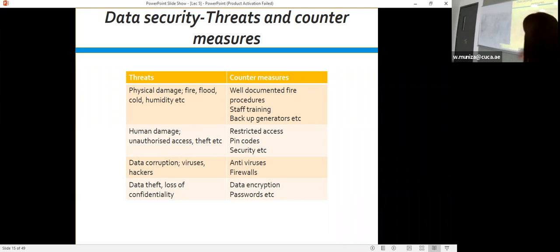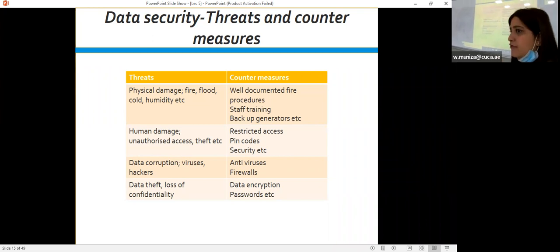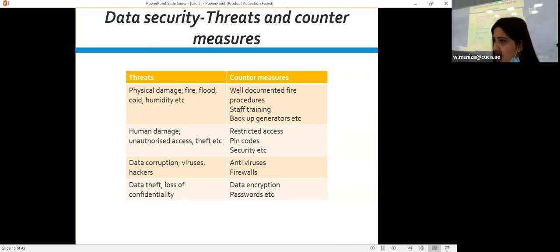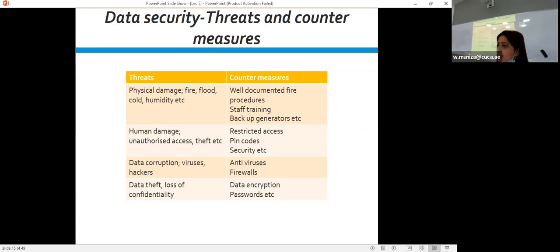Let's see. If the threat is about physical damage, that is fire, flood, cold, humidity, etc., what can be the measures in order to protect the data? We have to have well-documented fire procedures. All the fire procedures have to be followed and they have to be well documented and given to every individual of the organization. So in the case of any issue regarding data protection, they have to follow that. Then staff training or backup generators should be there in order to deal with that.